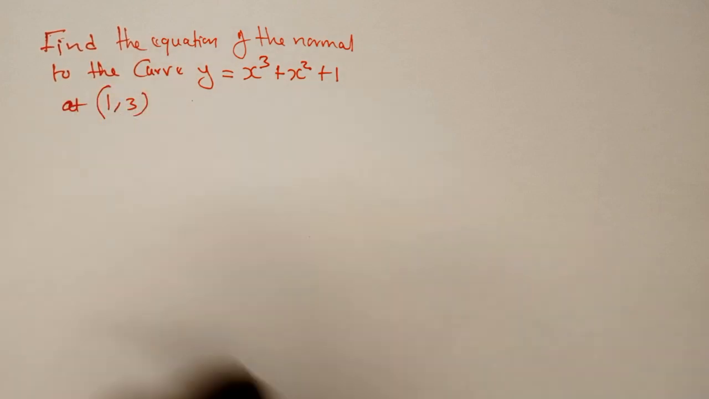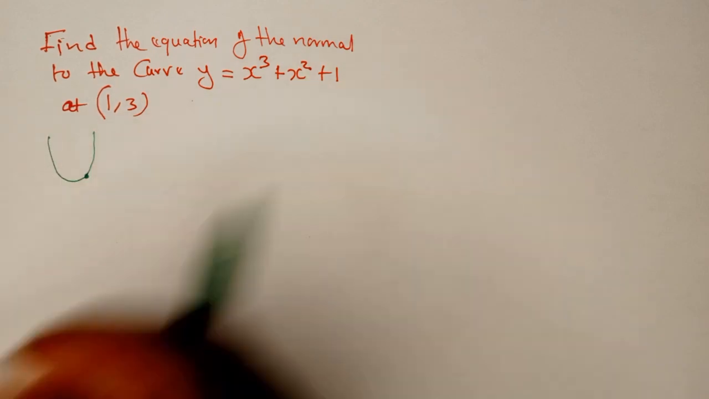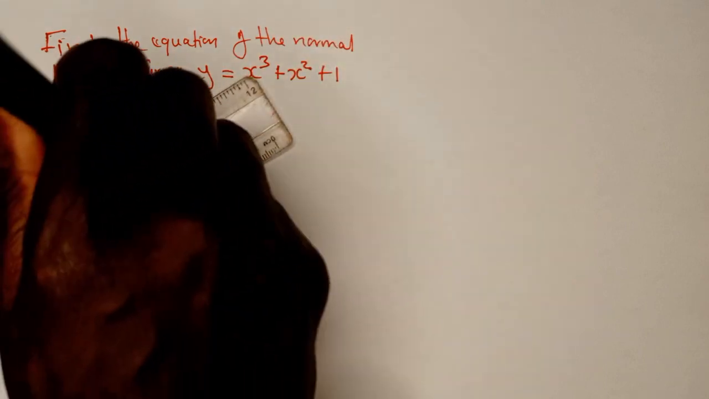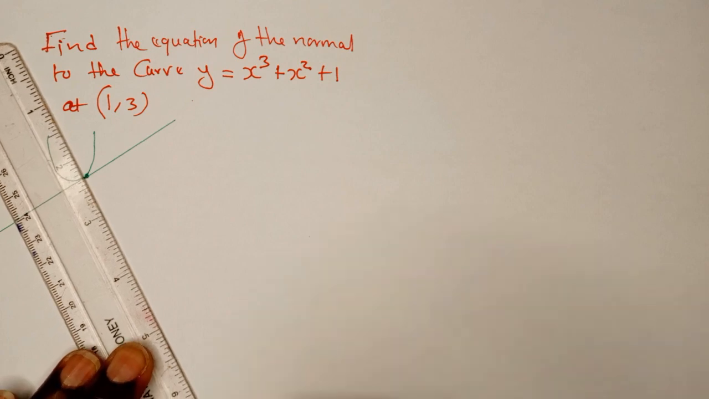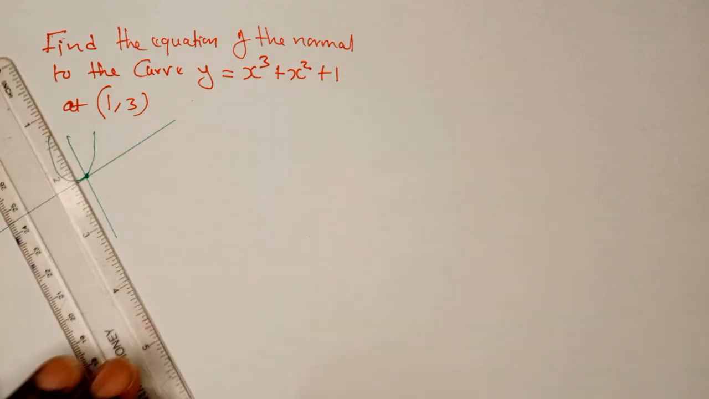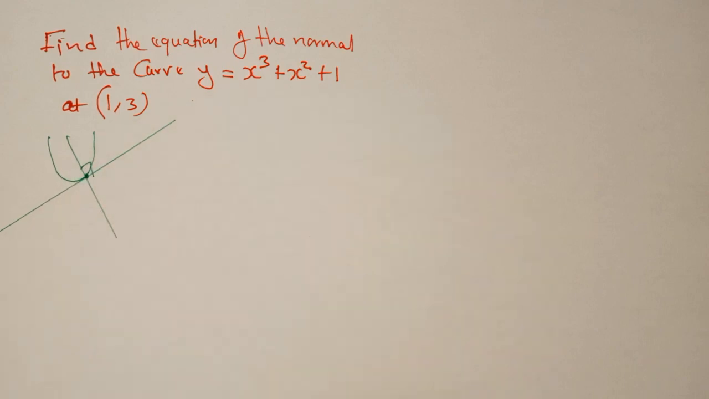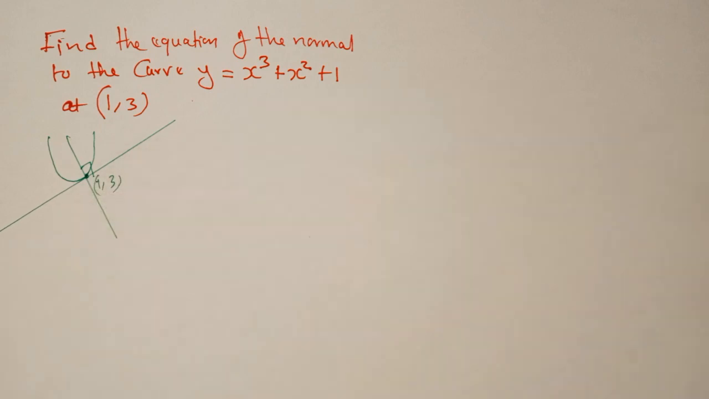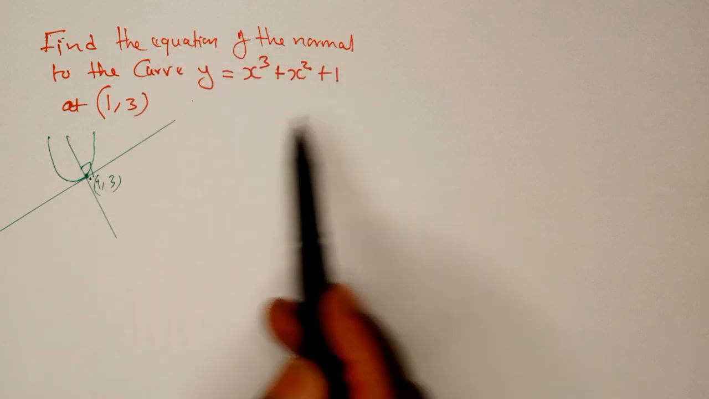So again, if we are to sketch, we assume this is our curve, and then there is this tangent, and then there's a normal, the line which is perpendicular to that tangent. So the question is asking us to get the equation of this normal. So the point here is (1, 3). We find the gradient of the curve at that particular point. So we differentiate this function.